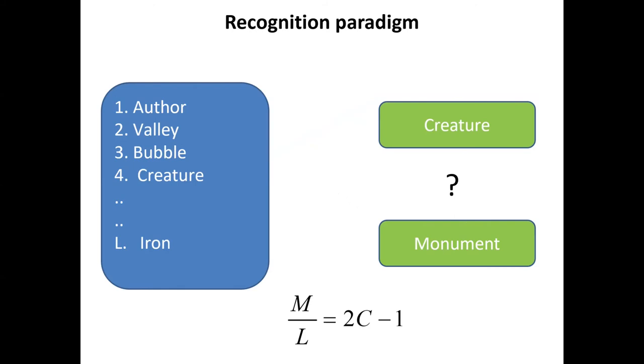And if, let's say, you don't remember any words, then you'll just guess, so C will be 1/2. And if you remember all the words, you will give all correct answers, and then C will be 1.